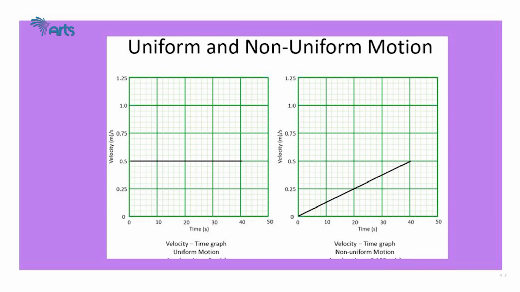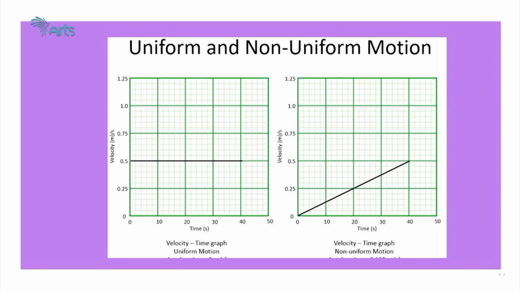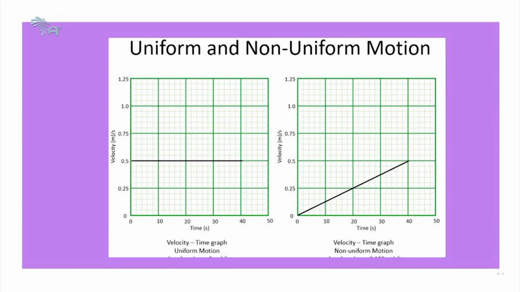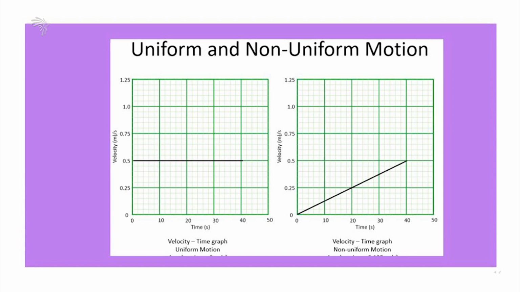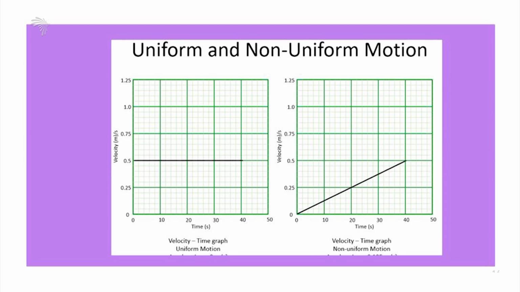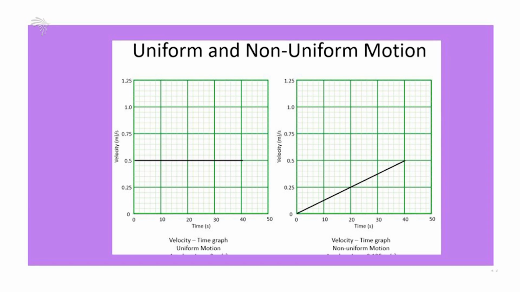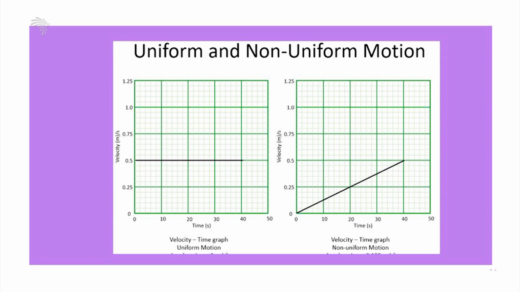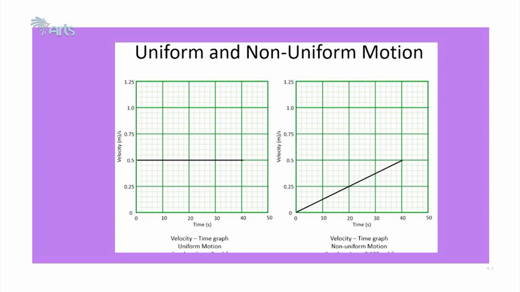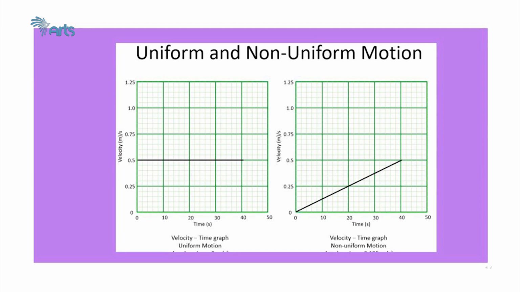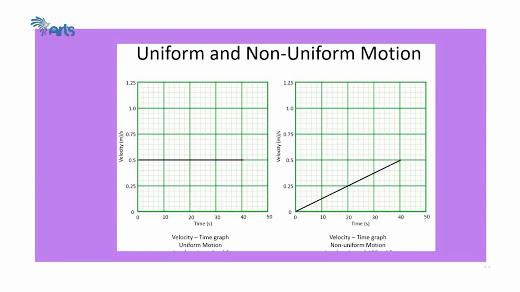When you compare uniform motion with non-uniform motion by looking at this graph on the screen, the first one is a horizontal line. It is a velocity versus time graph, meaning the velocity is constant, so the motion is uniform motion. But on the right hand side, there is an inclined straight line, and in this case, the velocity is changing linearly. We have no constant velocity, and therefore it is non-uniform motion.